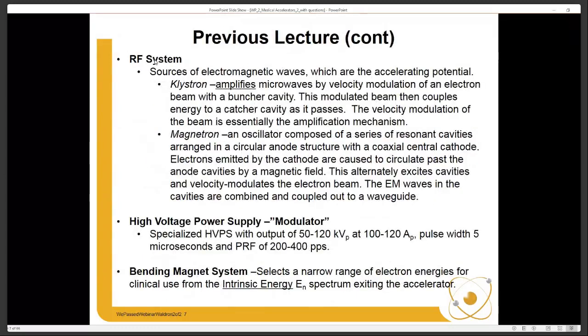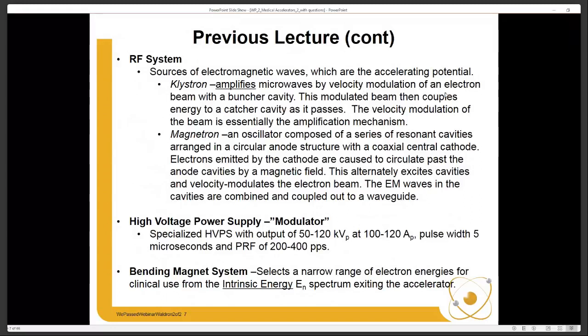We also talked very briefly about RF systems. There are two basic kinds of sources of microwaves in use. The first one is the klystron. The klystron is an amplifier. It amplifies microwaves through a process of velocity modulation.